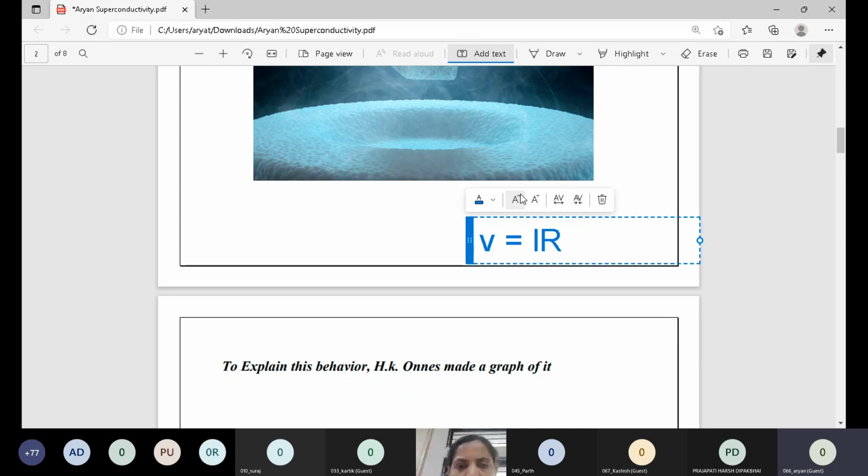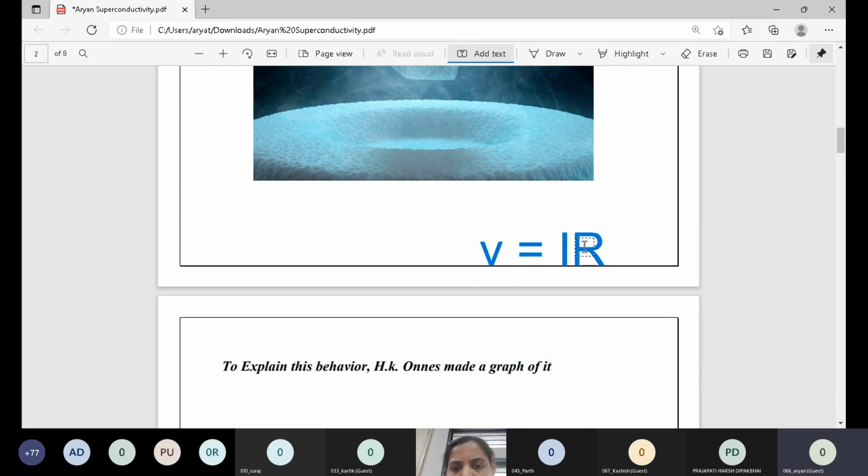Okay, friends. So I have written Ohm's law. Friends, whenever you put the value of R in it, it becomes V equals 0. It shows that only I is left. Everything becomes 0. Only I is left.